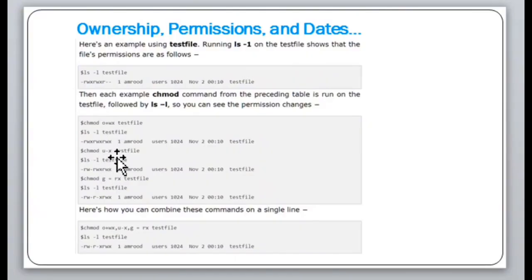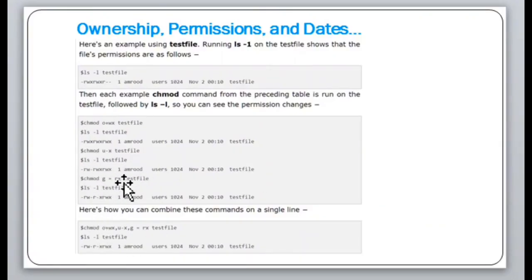We can also take away permissions. So chmod u, so u stands for user, minus, so take away, execute permissions. So if you were to run ls -l on test file, you'll see now that execute has been taken away from the user. So before up here we see user had execute, and now execute's taken away.